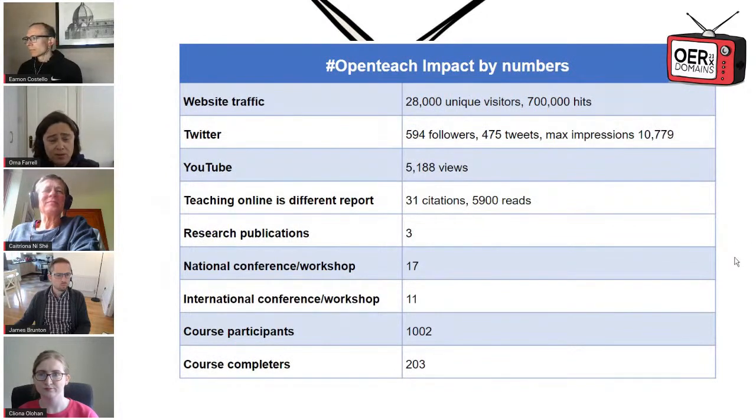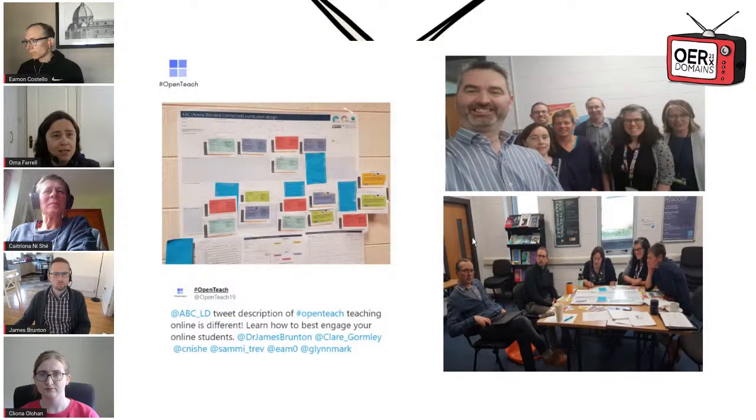So just some data I put together recently for the National Forum, and I thought it might be interesting. This is the kind of impact as of February 2021 of the Open Teach project. So you can see there huge web traffic, lots of Twitter activity, all the videos from the courses are on YouTube. The Teaching Online is Different report, the literature analysis, 31 citations as of yesterday, and 5,900 reads on ResearchGate. So huge interest in that report. It was very timely, I suppose. And you can see we've had 2 course runs and over 1,000 participants, 200 completers, which isn't bad for an open online course. James, I think you're going to take this slide.